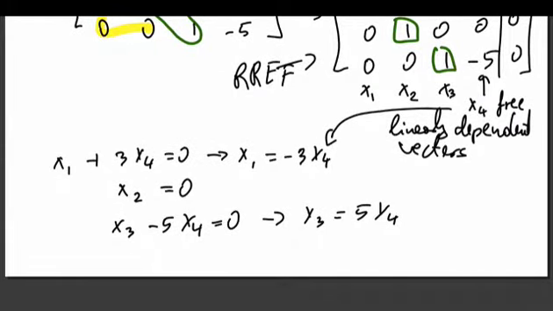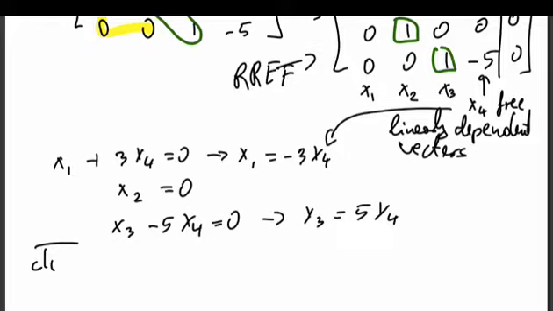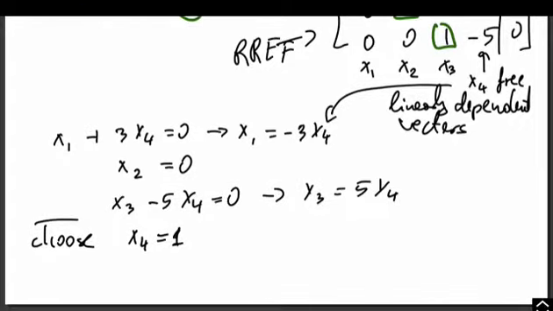And for example, if in WebWork it wants some specific numbers for the linear combination, then you can choose a nice number, for example, x4 equals 1. You shouldn't choose 0, because then you get the trivial solution 0, 0, 0. So another nice number, which is not 0, is 1. And then what we get is x1 is minus 3, x2 is still 0, x3 is 5.